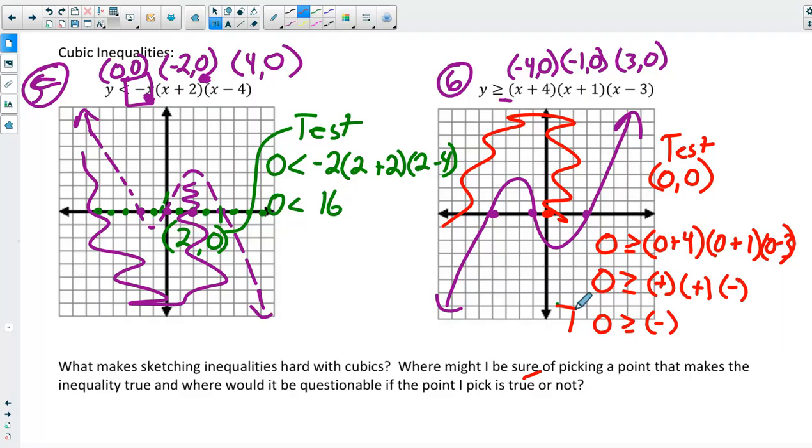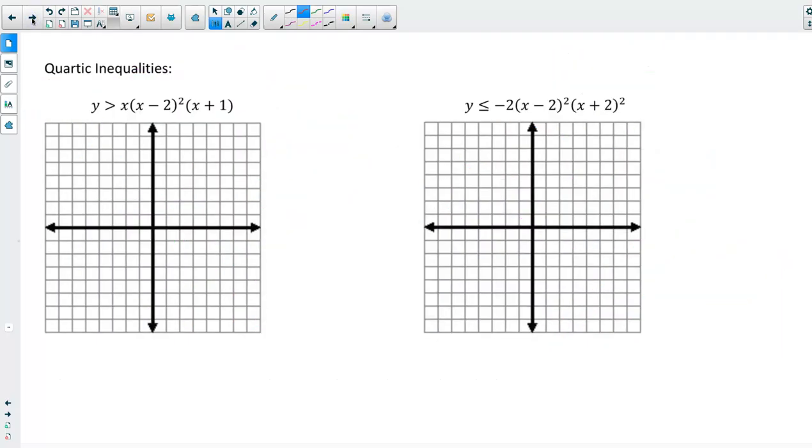We're going to skip over what makes sketching the inequalities hard with the cubics. We talked about that a little bit. Does anyone have any questions? Otherwise, we're going to jump to number 8. I know they're not numbered. So we got these two down here. We're going to skip this one. And we are going to do this one.